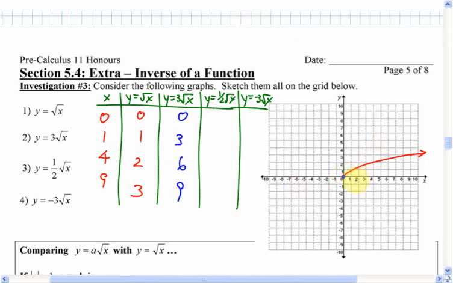0, 3. Whoa, this is crazy. 2 is the same, sorry, 4 is the same thing as 6. 9 is also 9. Whoa. Okay. I'll try to color code this for you.